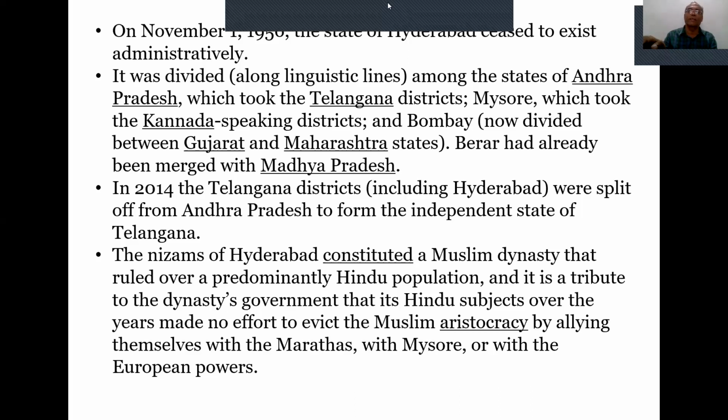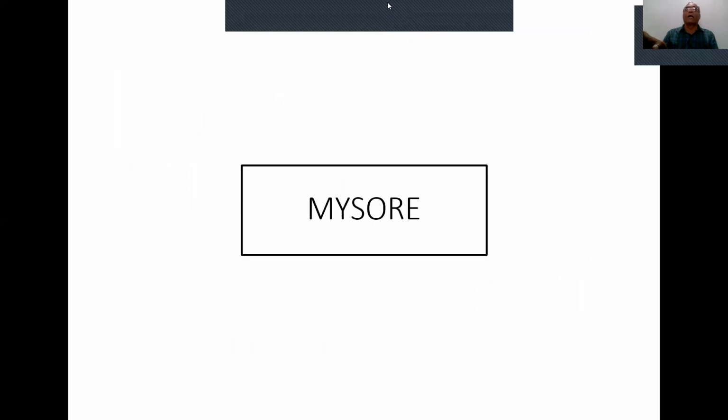This is an interesting observation that we can make when we're trying to understand the history of Telangana or the history of this region when we're trying to trace it out from the times of the princely states. Okay, so now we are going to take up Mysore. Mysore was also a princely state. It was an independent state.